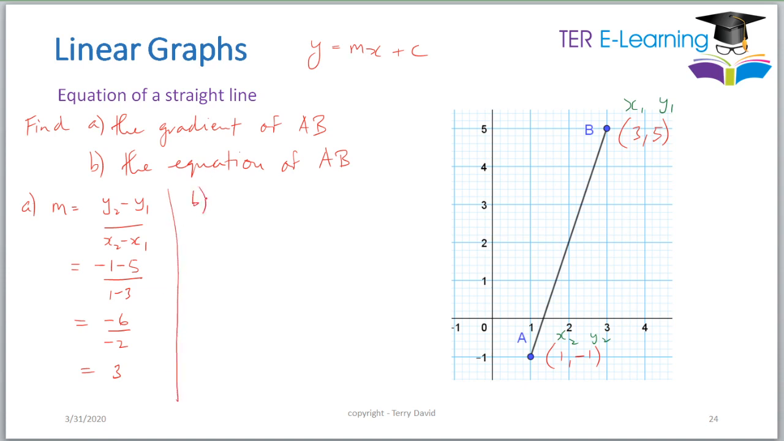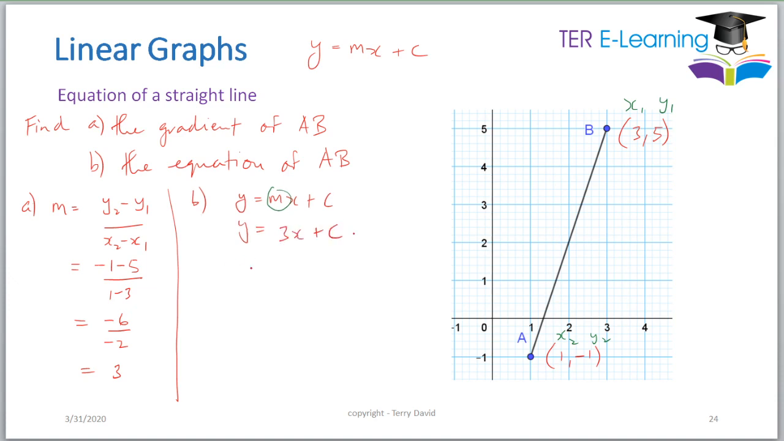Now, the gradient is the first thing that is required when we need to work out the equation of a line segment. We know that the general equation of a line is y equal mx plus c. You just work out m, you got 3 as m. So we can say that y is equal to 3x plus c.